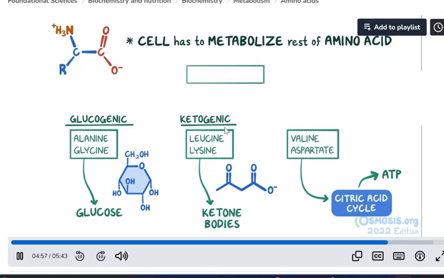Some amino acids, like phenylalanine, can do it all, being glucogenic, ketogenic, and feeding into the citric acid cycle as well.